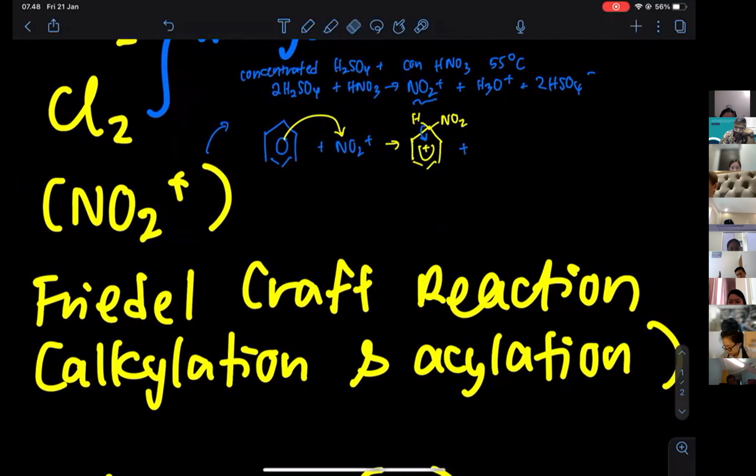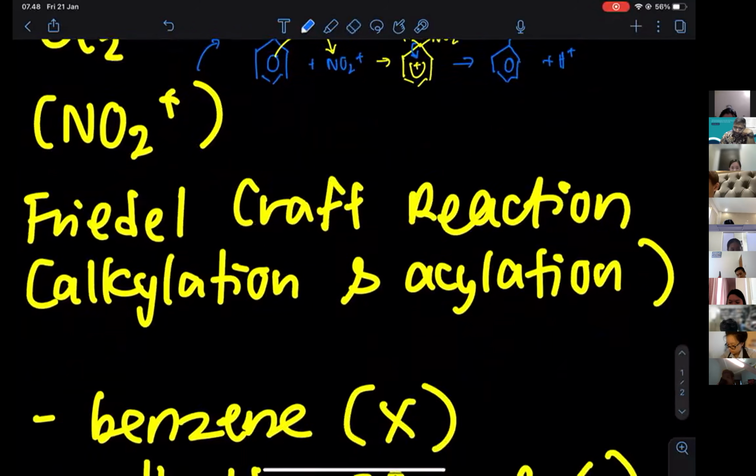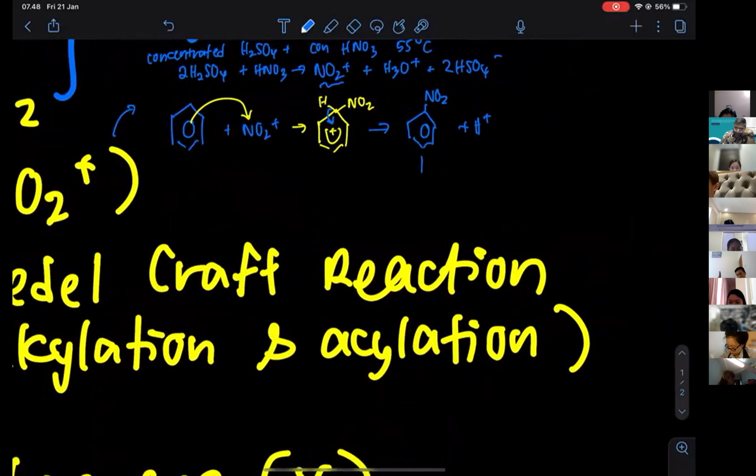You are going to get nitrobenzene, plus H+. This nitrobenzene can further nitrate. Normally, if they didn't say further nitrated, you just put the nitrobenzene like this. But if they say the reaction will undergo further nitration, or is left for a period of time and so on, what do we expect?